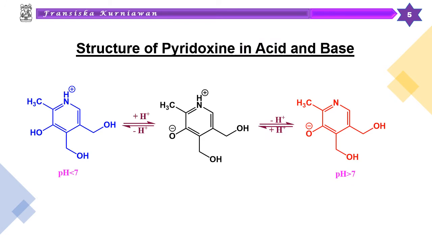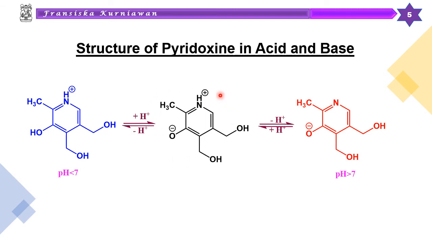And this is the structure of the pyridoxine. Pyridoxine has many spots that can be ionized and involved in the ionization process, depending on the environment, whether it's an acid or base. So this is the basic structure of the pyridoxine.